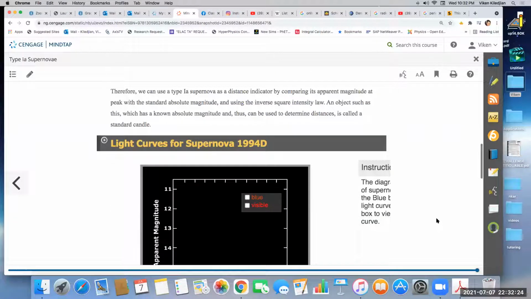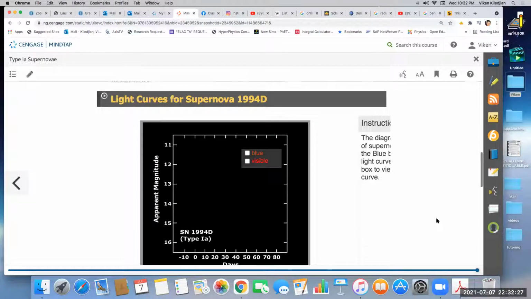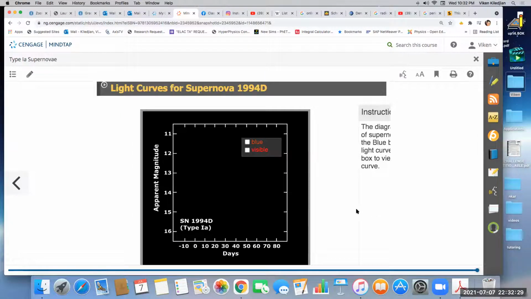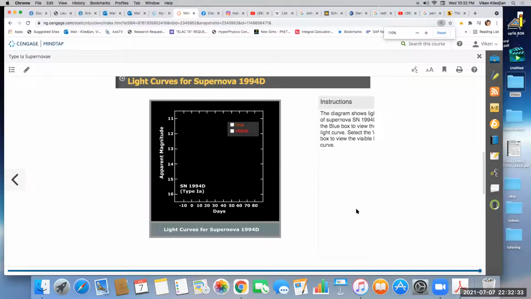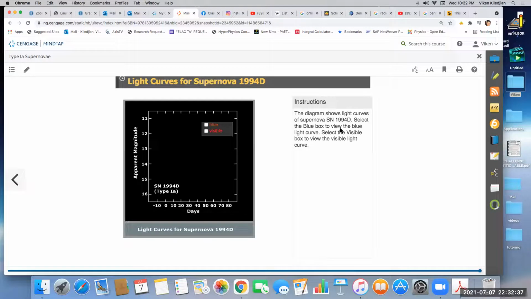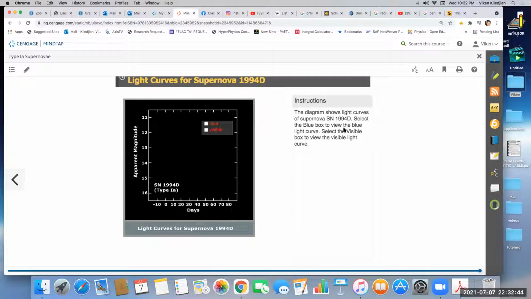So, light curve for supernova 1994D. This actually is an actual supernova that happened in the year 1994. The diagram shows light curves of supernova 1994. Select the blue box to view the blue light curve. Select the visible box to view the visible light curve.